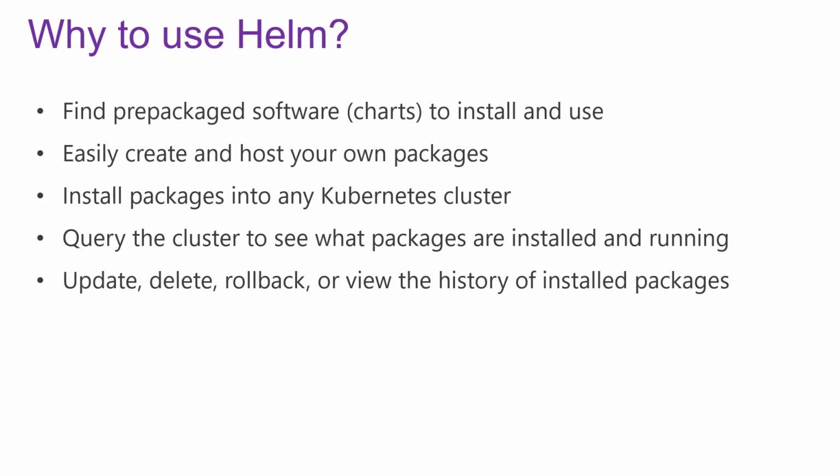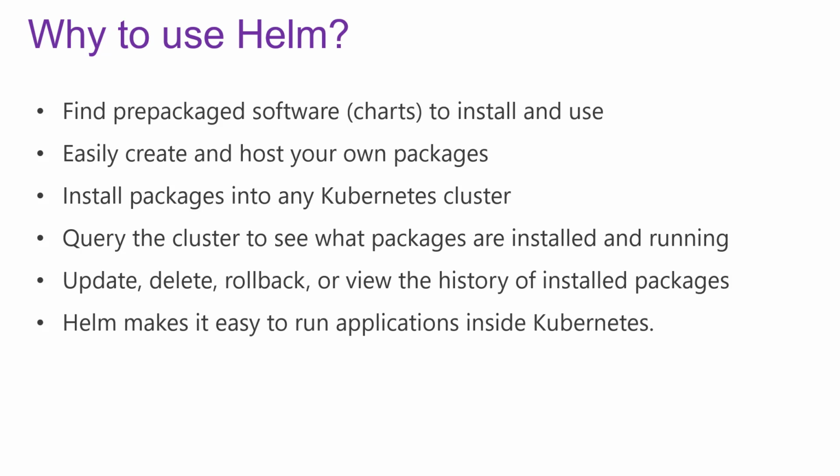Also, I can delete, rollback. This is one of the very important features of Helm, which means I can roll back to a previous version. Let's say, for example, that I deploy chart version 2, and it has some error, and then I need to roll back to version 1. So this history is stored in Helm, so I can roll back to version 1. And this is the main idea of having Helm, the ease of rollback to a previous version. So Helm makes it easy to run applications inside Kubernetes. This is the main idea of using Helm.